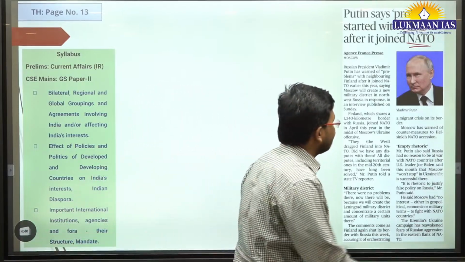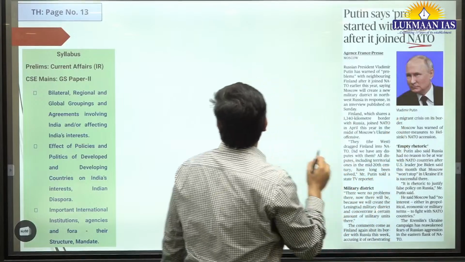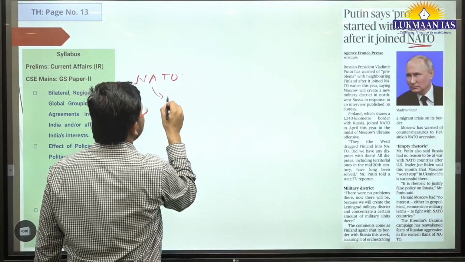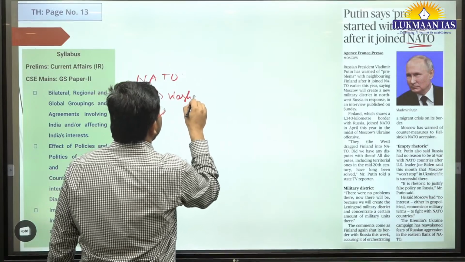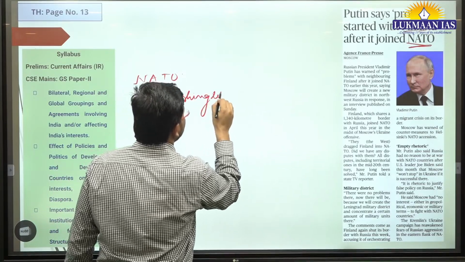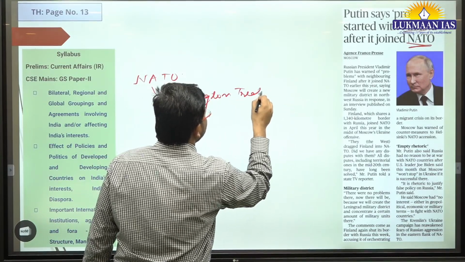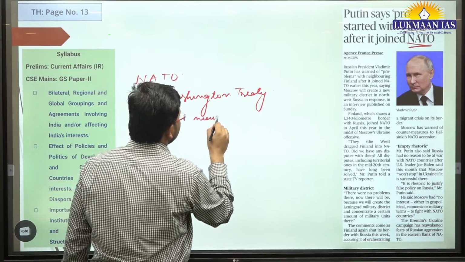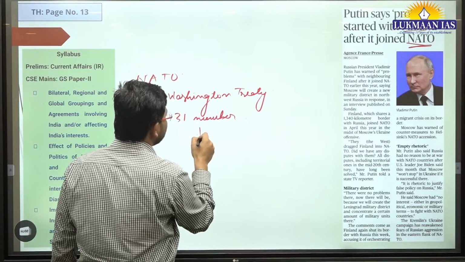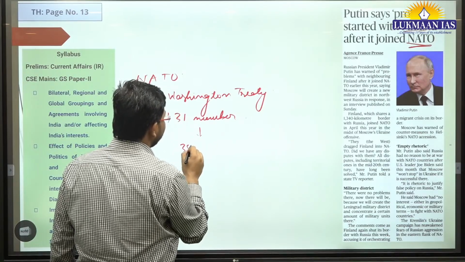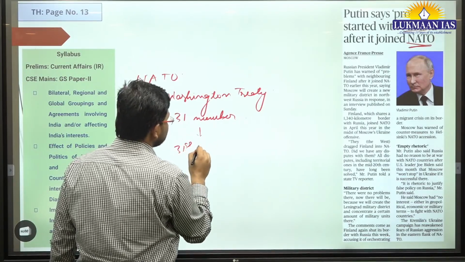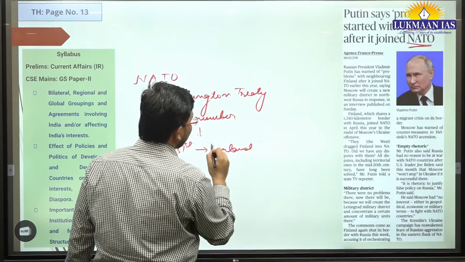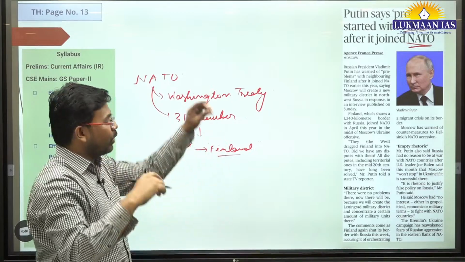The North Atlantic Treaty Organization was set up under the Washington Treaty. It presently has 31 members, and the recent member, the 31st member, is Finland. Finland is a country that shares a border with Russia also, on the northern side.